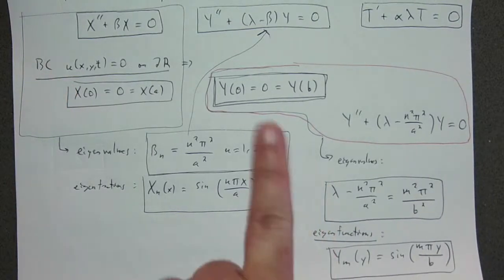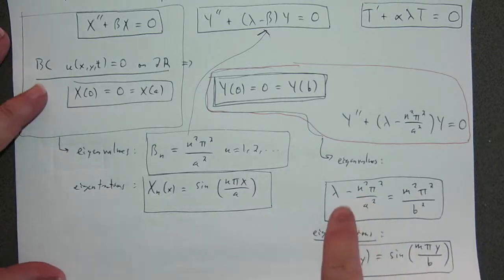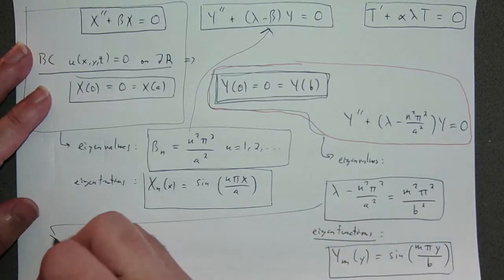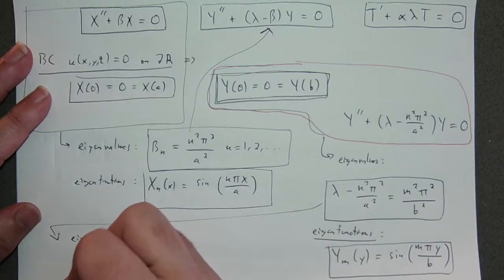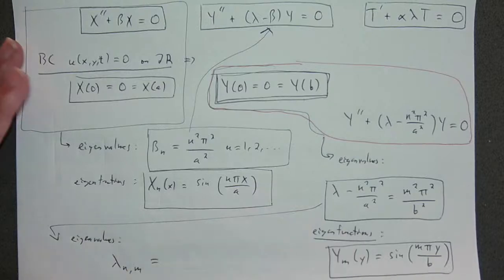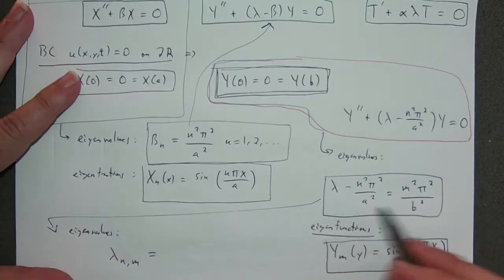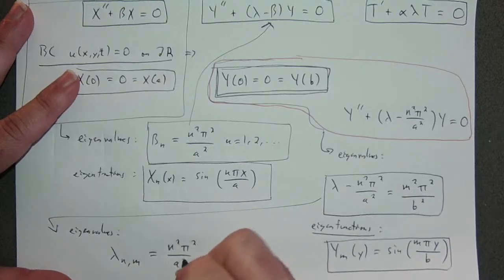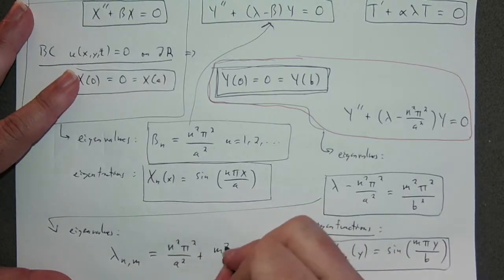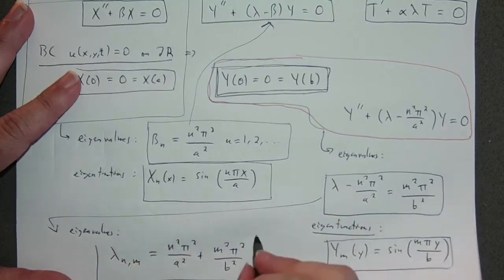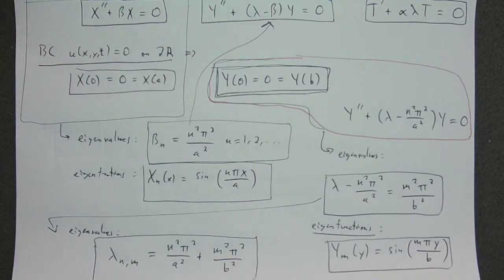Okay. But you might have noticed that this means that lambda is double indexed here. In fact, my eigenvalues, lambda, are indexed by both n and m. So, adding this to both sides, this is n squared pi squared over a squared plus m squared pi squared over b squared. They're double indexed.